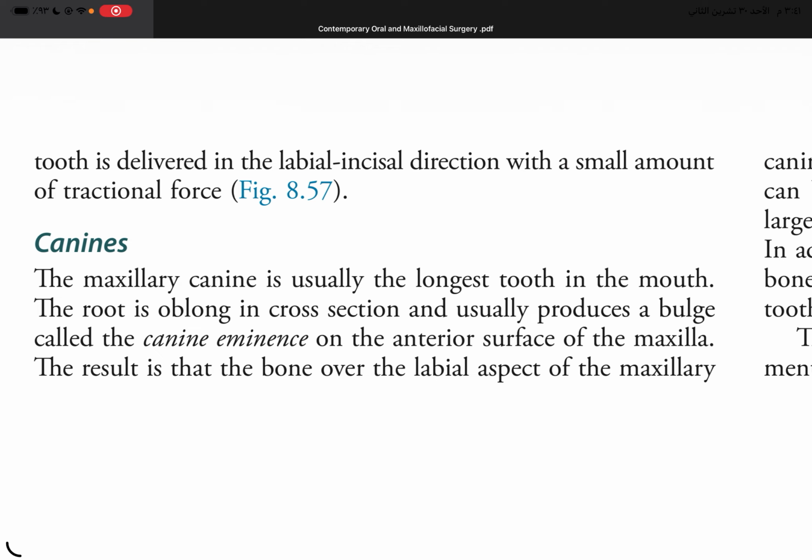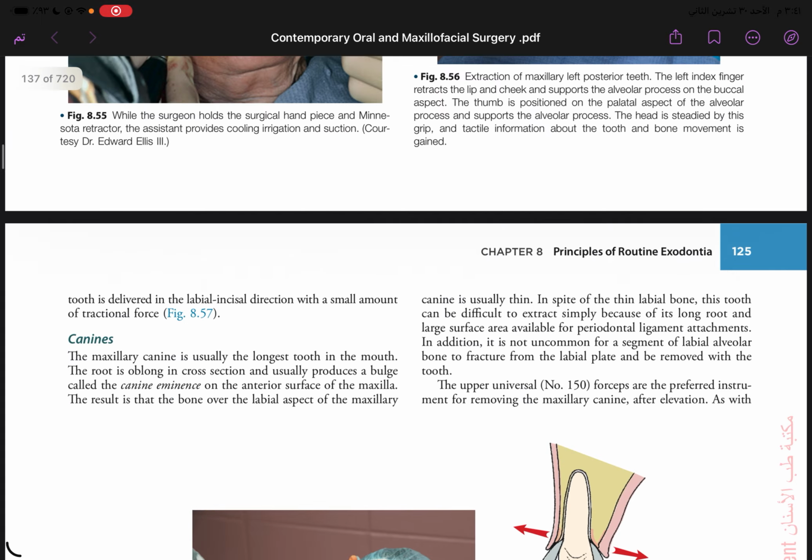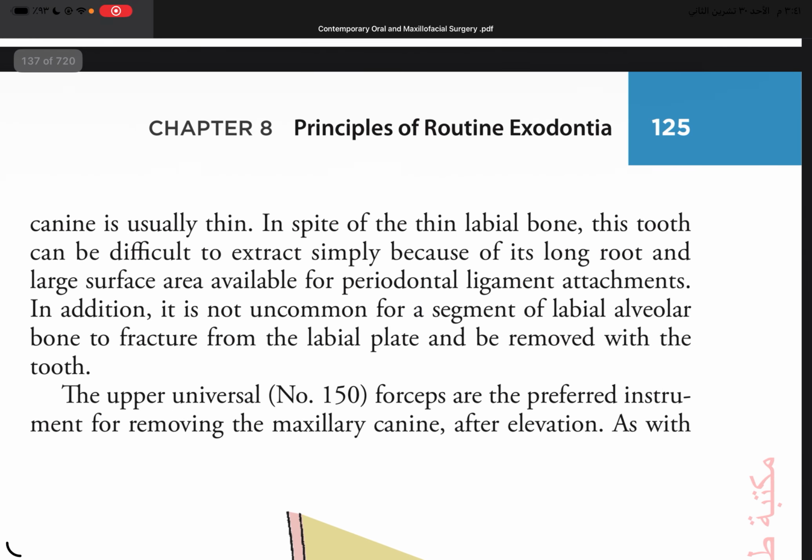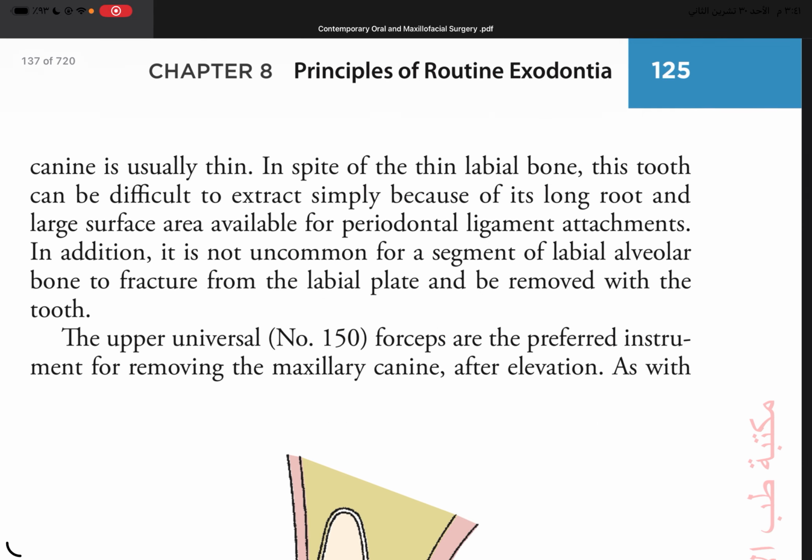Canines. The maxillary canine is usually the longest tooth in the mouth. The root is oblong in cross section and usually produces a bulge called the canine eminence on the anterior surface of the maxilla. The result is that the bone over the labial aspect of the maxillary canine is usually thin. In spite of the thin labial bone, this tooth can be difficult to extract simply because of its long root and large surface area available for periodontal ligament attachments.